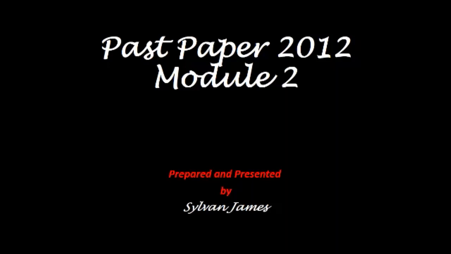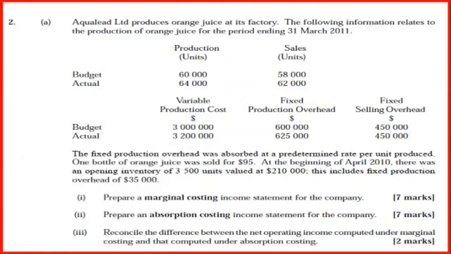for 2012, Module 2. It's presented again by Mr. James. Okay, the problem was based on marginal costing and absorption costing. Okay, and the difference between the net operating income.